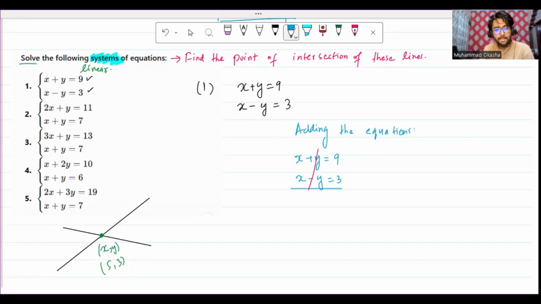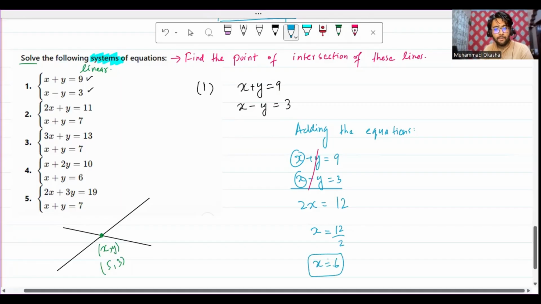Okay, x plus x, we just learned addition. x plus x is 2x. So 2x equals 9 plus 3, which is 12, right? And you can find out the value of x. 12 divided by 2 equals 6. Now we have the value of x.